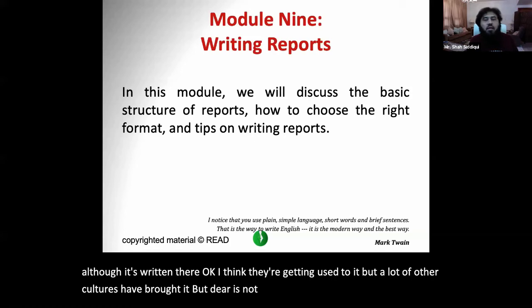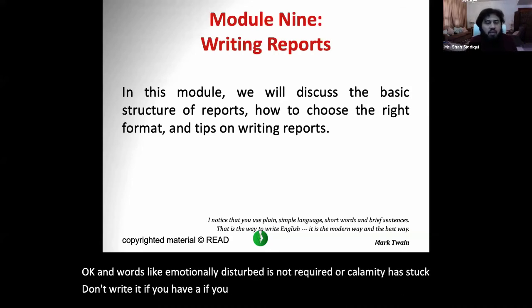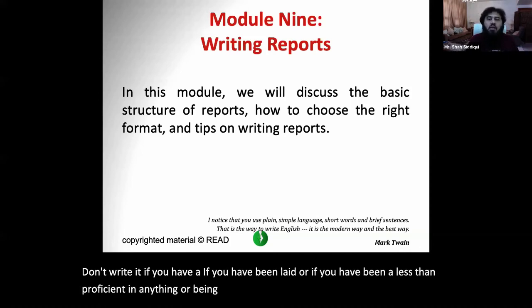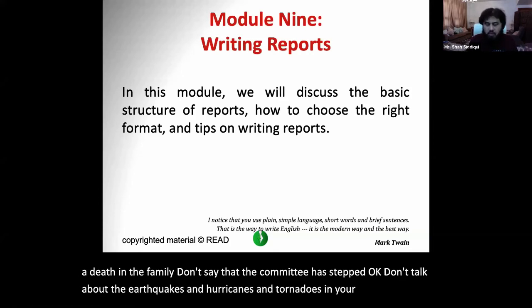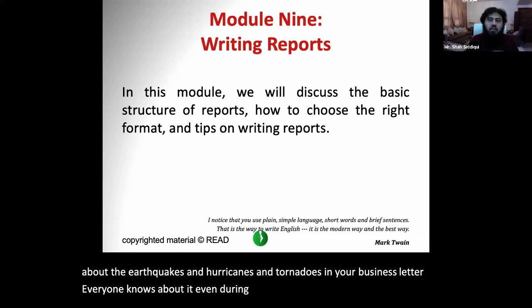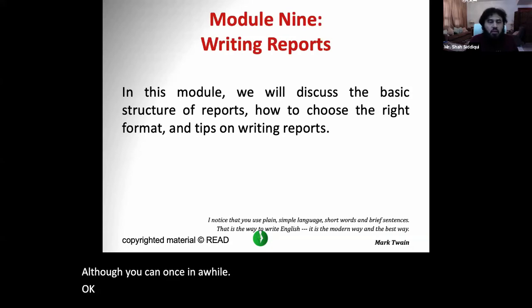And words like "emotionally disturbed" are not required. "A calamity has struck." Don't write it. If you have been late, or less than proficient in anything, or tardy in delivering a report, don't say that there was a death in the family. Don't say that a calamity has struck, okay? Don't talk about the earthquakes and the hurricanes and the tornadoes in your business letter. Everyone knows about it. Even during the crisis, they don't mention it now, although you can once in a while, okay? So this is all the writing etiquette in general.